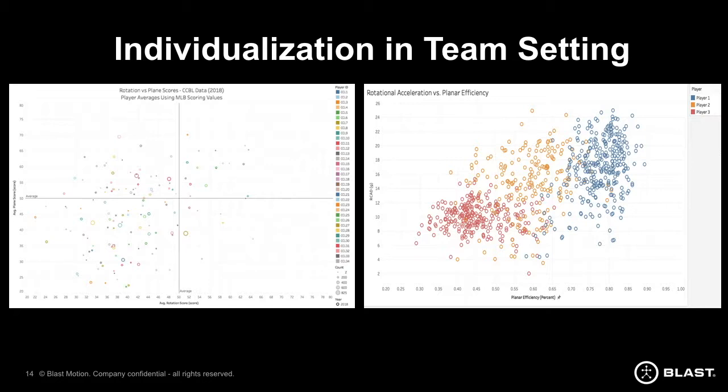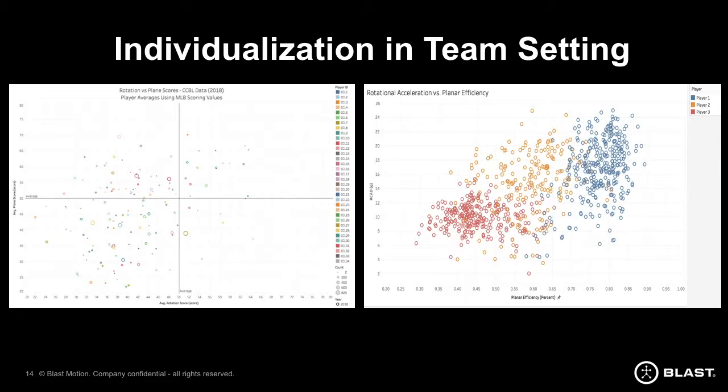This graph on the left is actually CAPE data, but it was the best graph I could pull to kind of visualize this. Rotational acceleration is on the x-axis. Planar efficiency is on the y-axis. We plot the CAPE guys against major league averages for those data sets. It's not surprising to see that good collegiate baseball players are below major league average for rotational acceleration and plane. The large majority of guys are in that bottom left-hand quadrant.